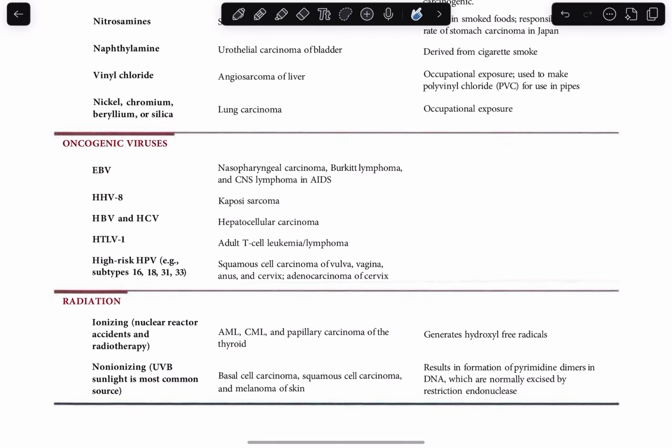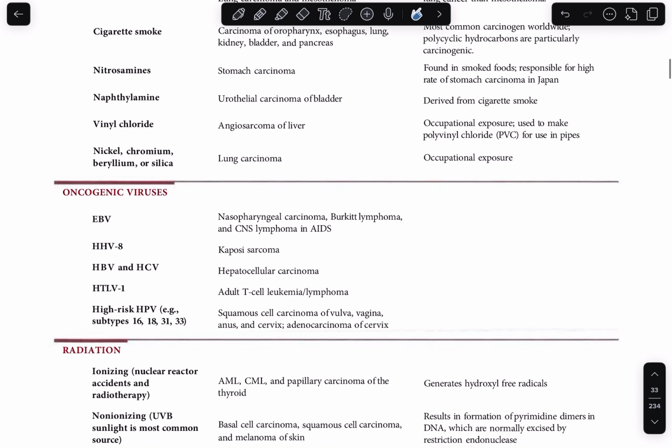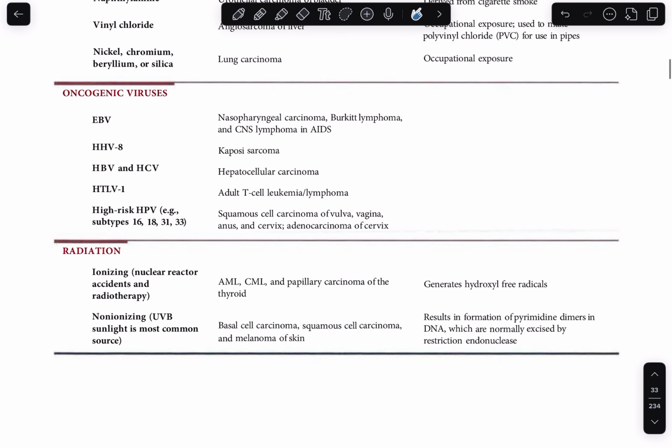Now we are looking at oncogenic viruses. I'll read the agent and its associated cancer. We have EBV, associated with nasopharyngeal carcinoma, Burkitt lymphoma, and CNS lymphoma in AIDS. We have HHV8, associated with Kaposi sarcoma. We have HBV and HCV, associated with hepatocellular carcinoma. We have HTLV1, which is associated with adult T-cell leukemia and lymphoma.